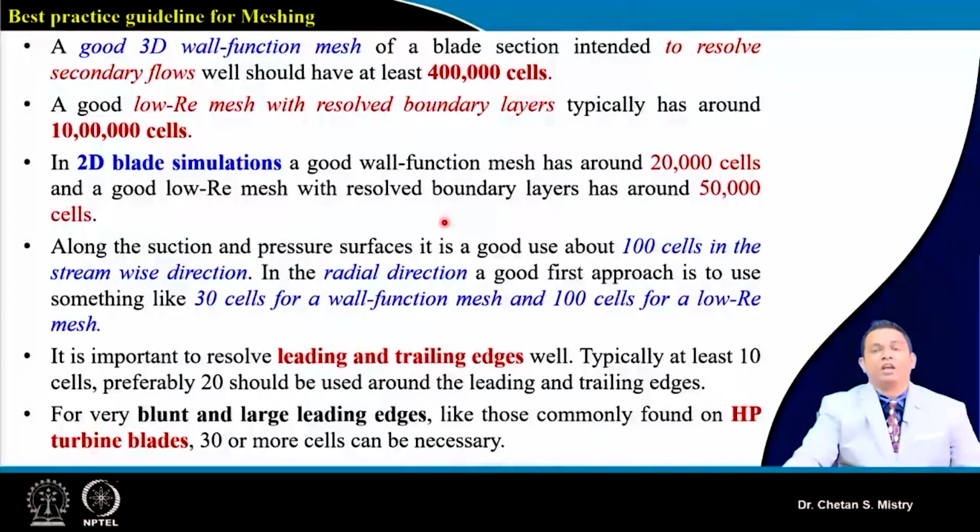So basically some rule of thumb, some idea must be there with us when we want to do CFD analysis. Again, the question is how many elements we should use. Basically it depends on what kind of analysis we are doing.